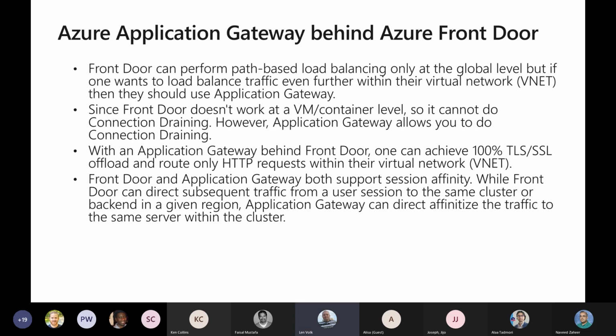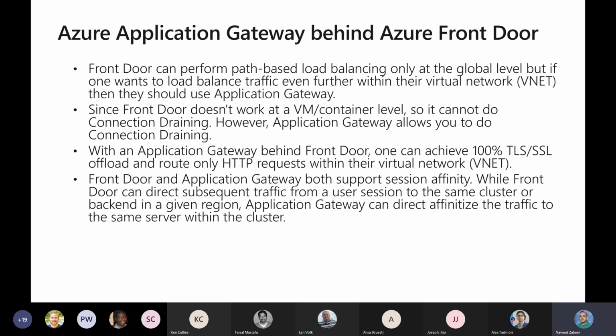Hey, Naveen, this is Len speaking. From my perspective, when I had to choose, I went with the front door for the dual stack. When you want to move from IPv6 and convert it to IPv4, I'm not sure if application gateway can do it, but definitely front door does.